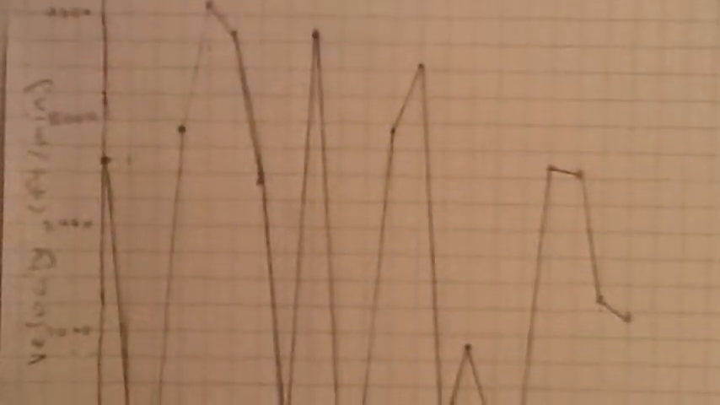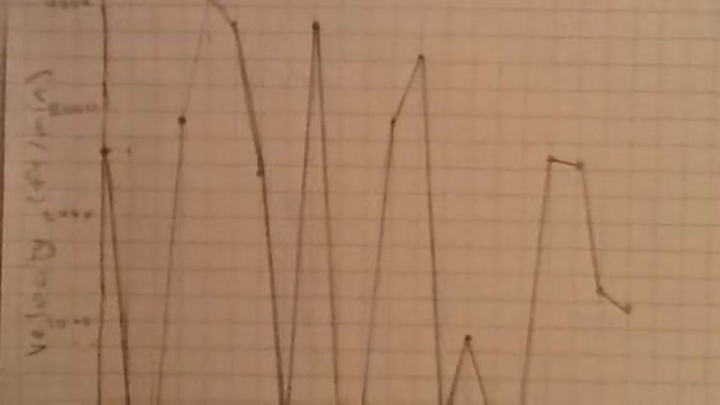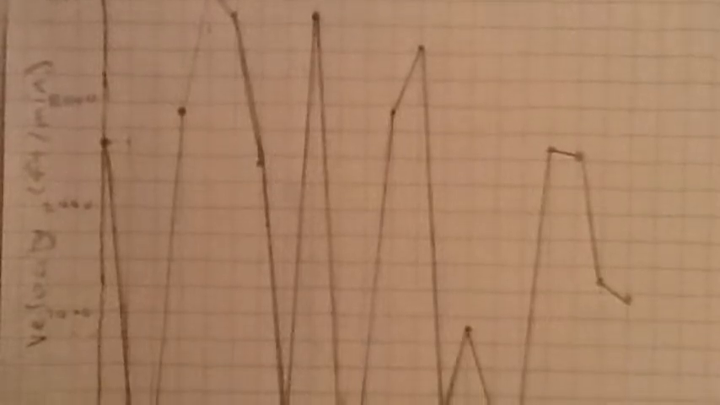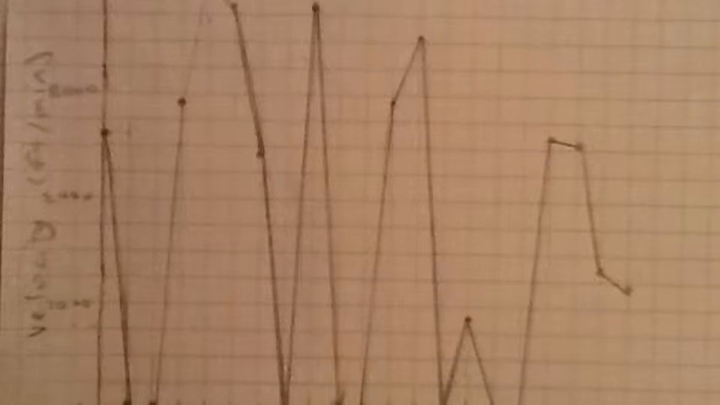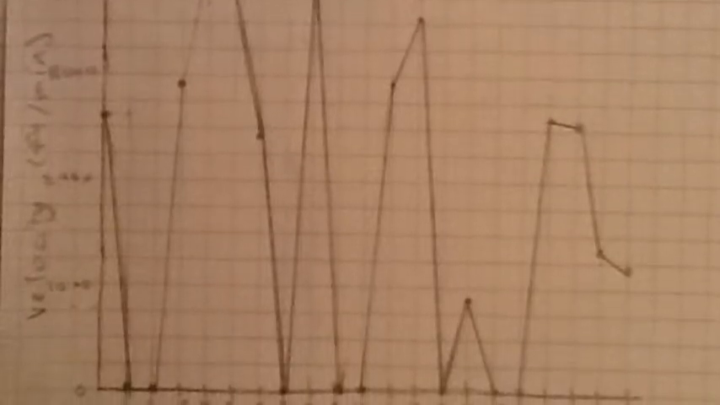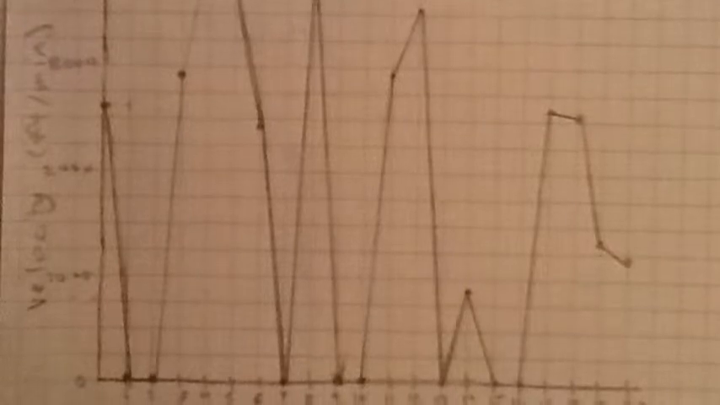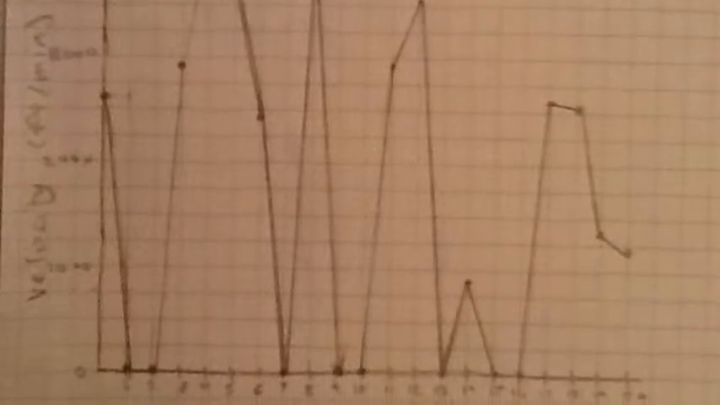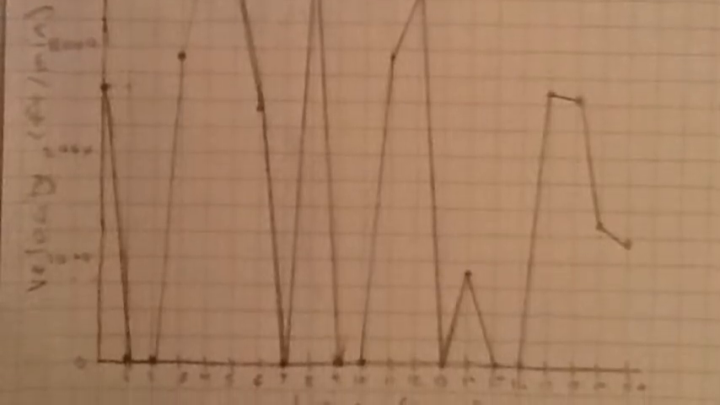So this is our velocity versus time graph. We have our velocity in feet per minute, and we have our time in minutes as we moved along in our journey. This graph represents the basic plots of what our velocities were at each point, which would be at each minute, 1 through 20 minutes.